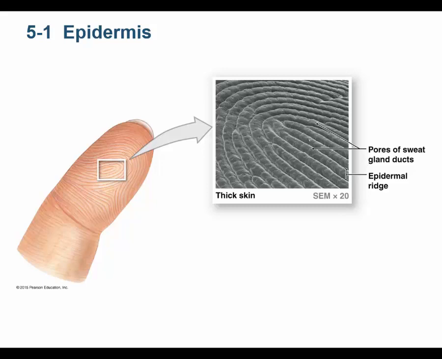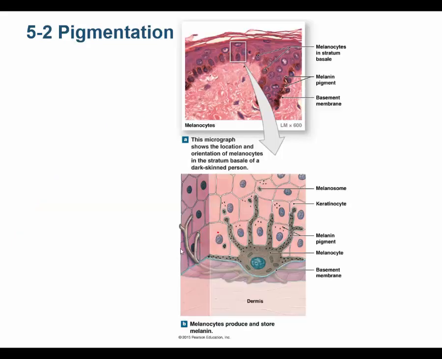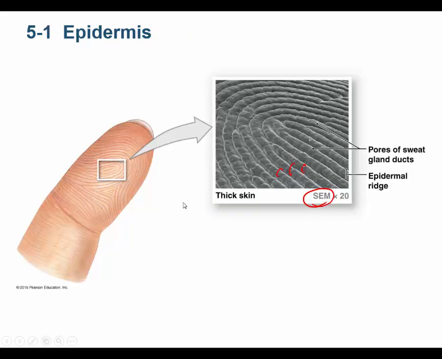All right, we have epidermal ridges, and these epidermal ridges that you can see here on a scanning electron micrograph, this is what gives us our fingerprints. Now, believe it or not, identical twins do not have identical fingerprints. Now, there is a genetic component to fingerprints. It sets up the basic patterns.